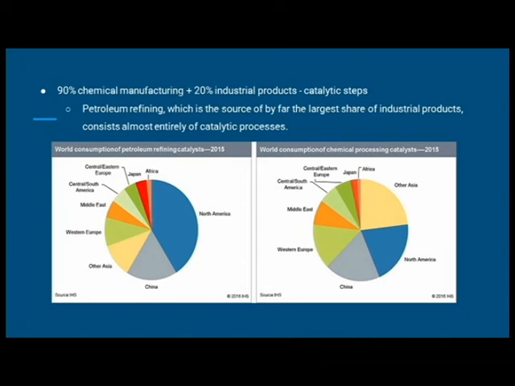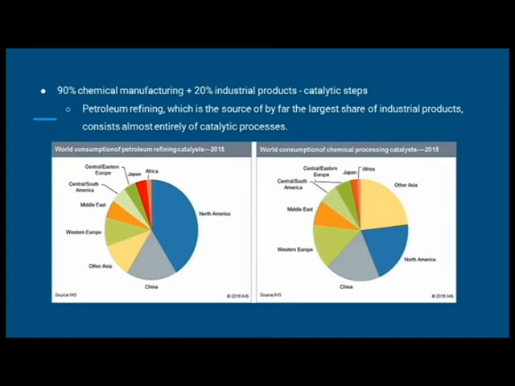As we can see, these two pie charts show the world catalyst consumption of petroleum refining and also the chemical processing catalyst on a value basis. Catalyst consumption in terms of petroleum refining has a different pattern which varies according to the refinery configuration in each region of the world. It is expected that the growth rate will be higher in the next 5 years due to the new refining capacity in China, other Asia, and also in the Middle East.